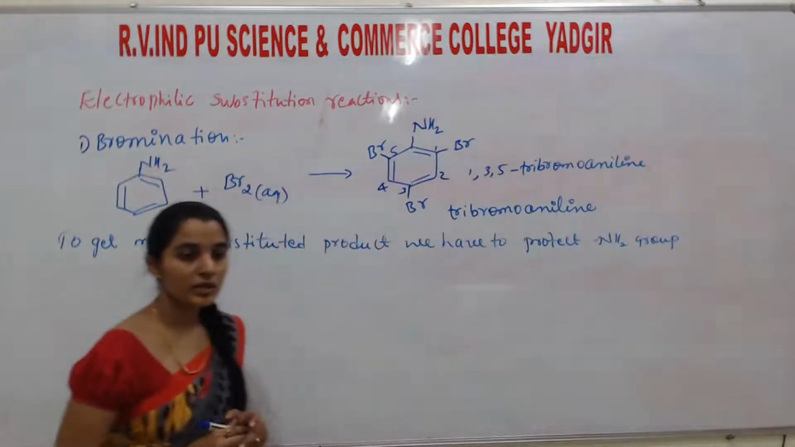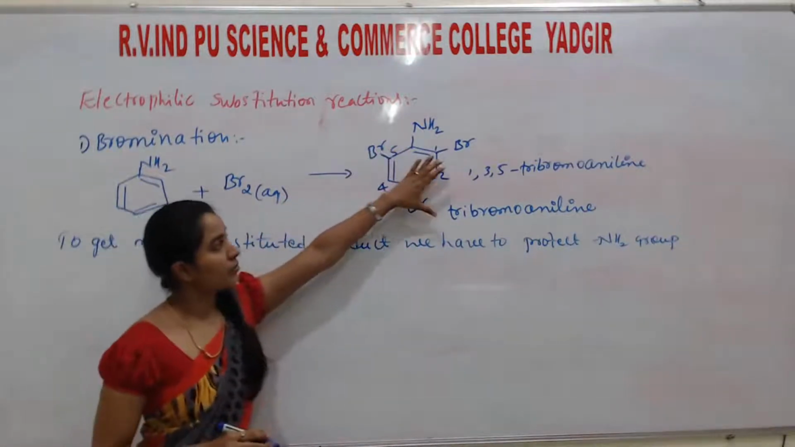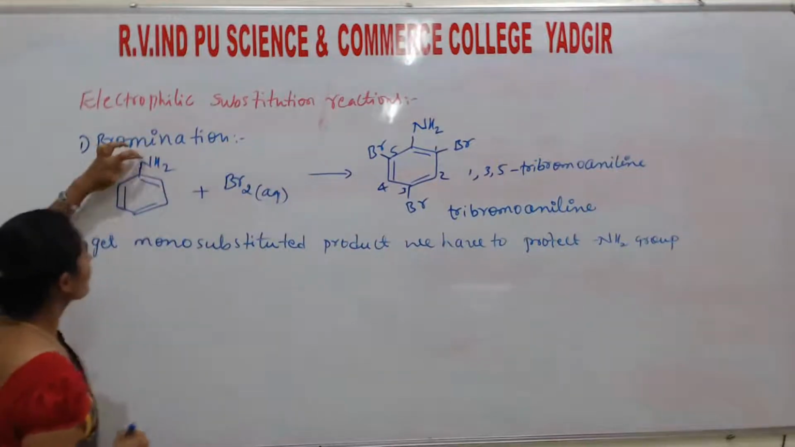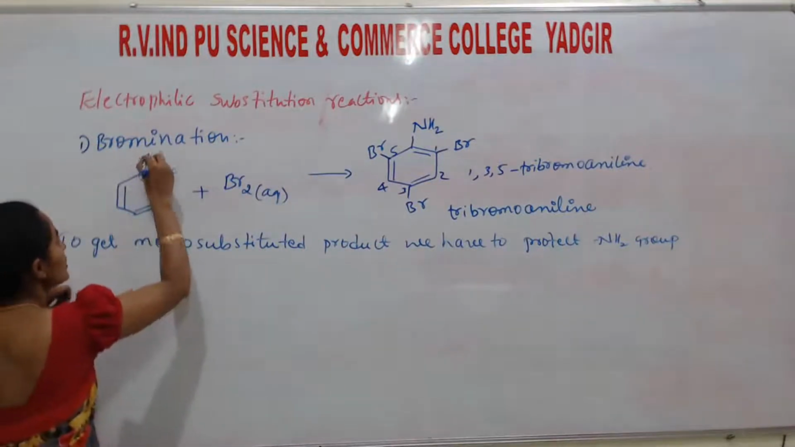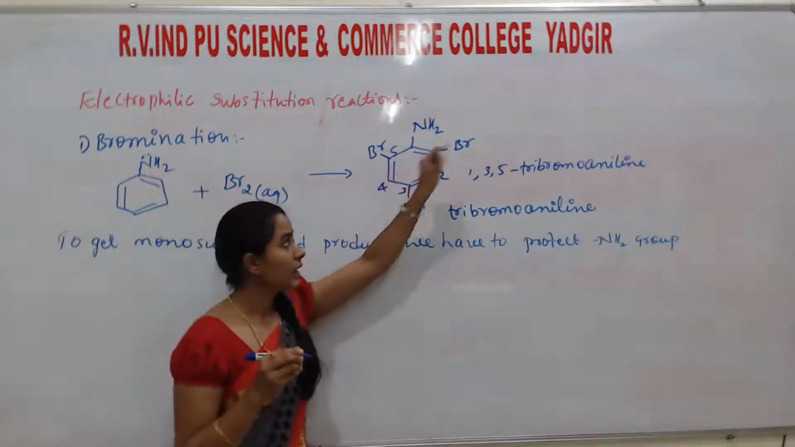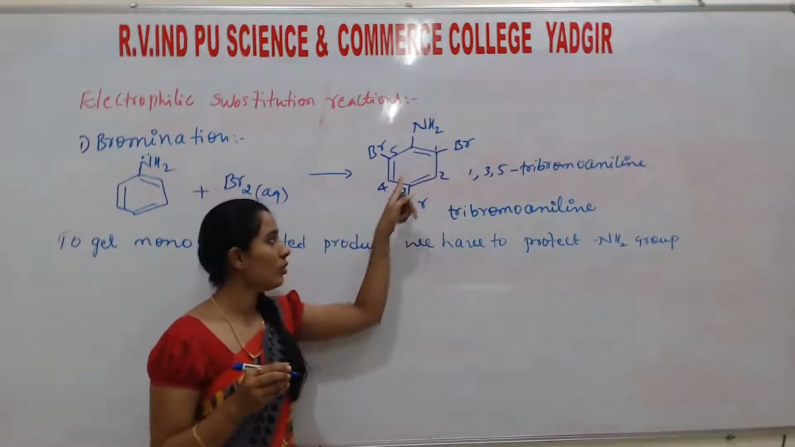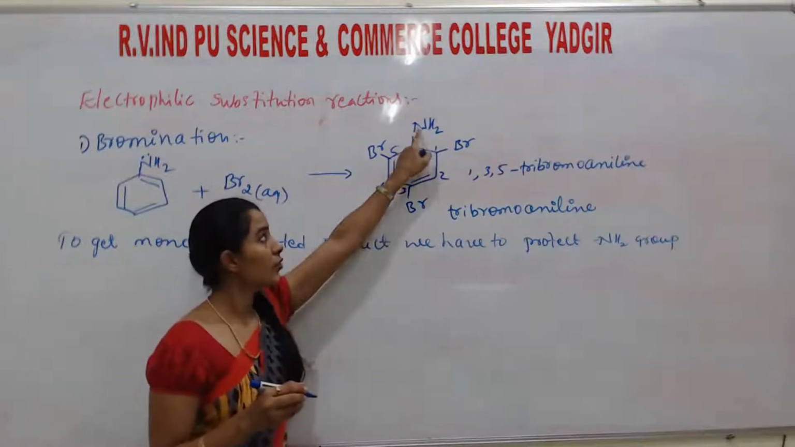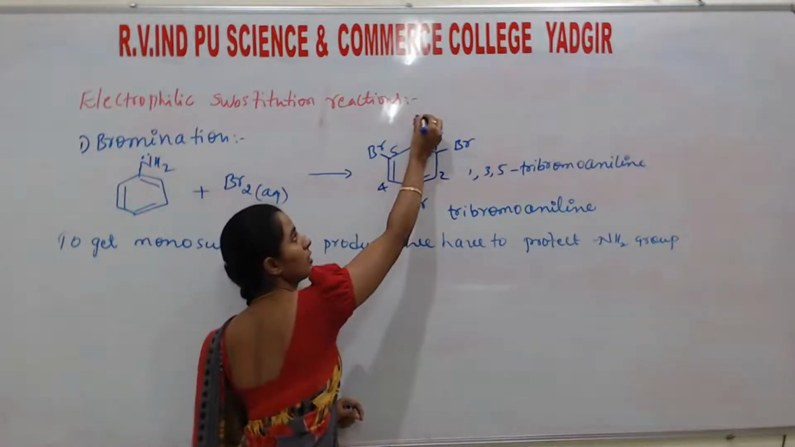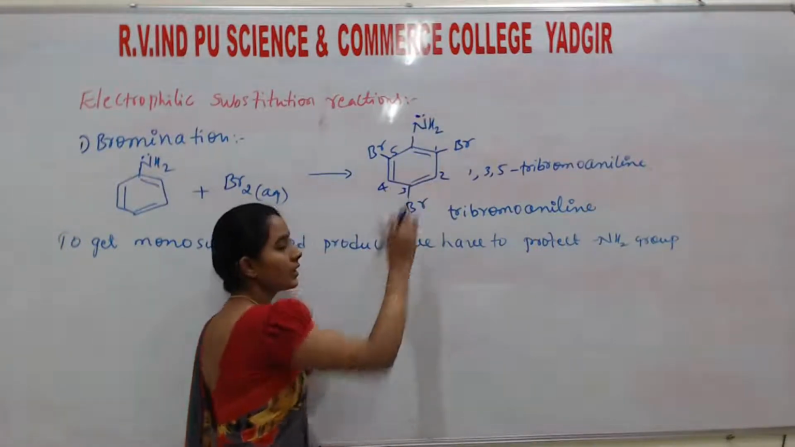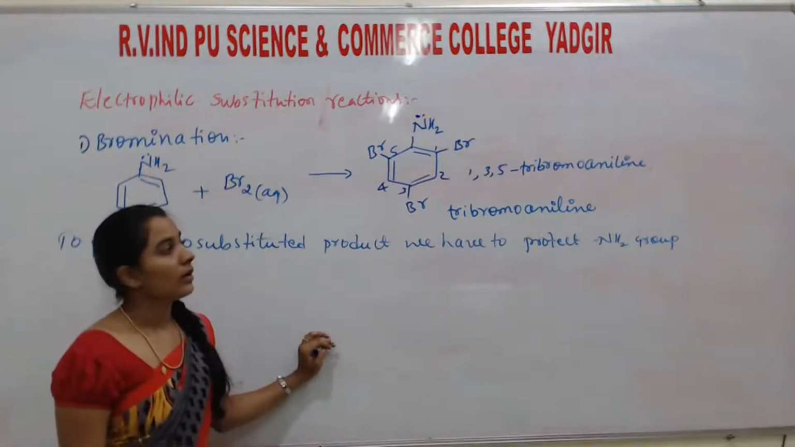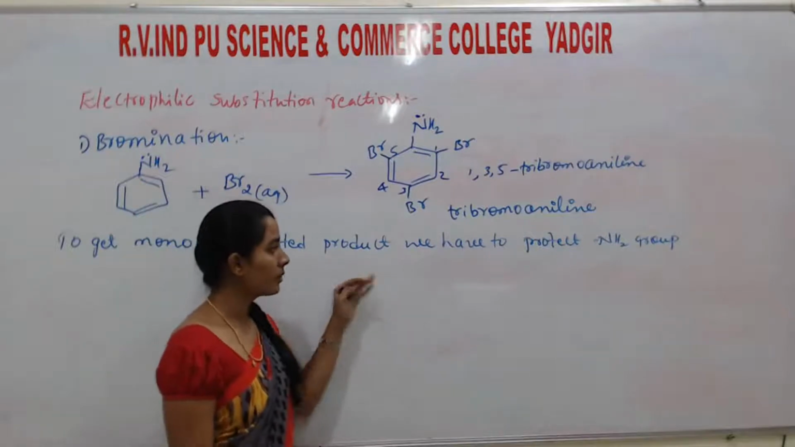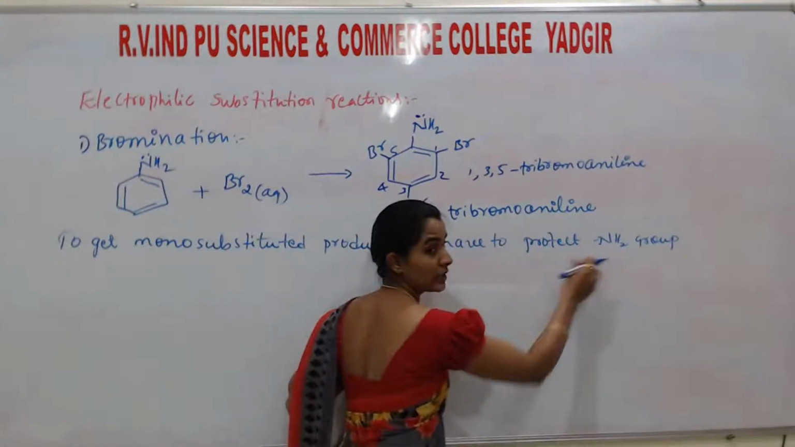Okay, so listen students, why this tri-substituted product came: because the lone pair of electrons present on this nitrogen is involved in the resonance and creates a negative charge at ortho, para and ortho positions. Because of the involvement of this lone pair of electrons in the resonance, we are getting the tri-substituted compound. Okay, but we want a mono-substituted product, which means we have to protect the NH2 group.